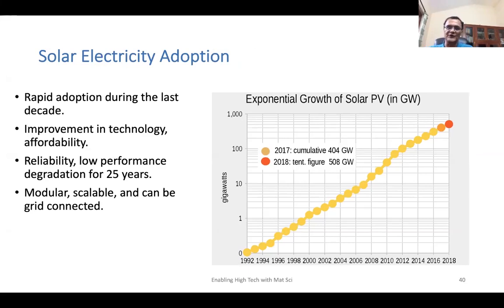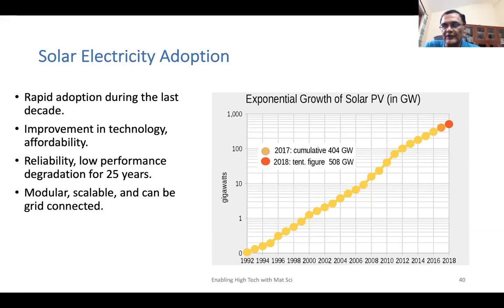And again, if you see here, there are a variety of reasons. First is there is improvement in technology. There are subsidies which have made it affordable, as well as this is now demonstrated beyond a shadow of doubt that if the module is made right using quality materials and manufacturing processes, this can last 25 years with about 10% degradation in performance over the length of time. And the other good thing is there are no moving parts. It's modular, it's scalable, and it can be grid independent.